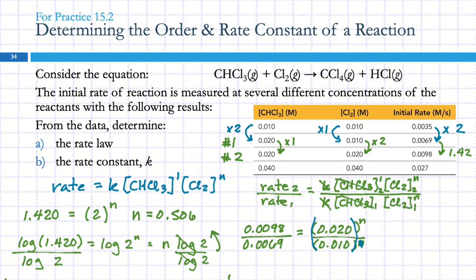My calculator's showing me 0.506. If we throw one more digit in there too. So these exponents are either going to be whole numbers or nice fractions, things like 1/2 or 3/4 or something. They're not going to be weird decimal numbers. So what fraction is this close to? 1/2. So n is equal to 1/2.